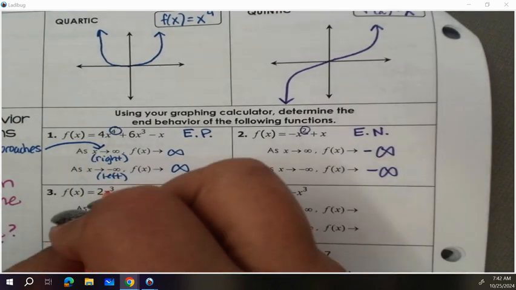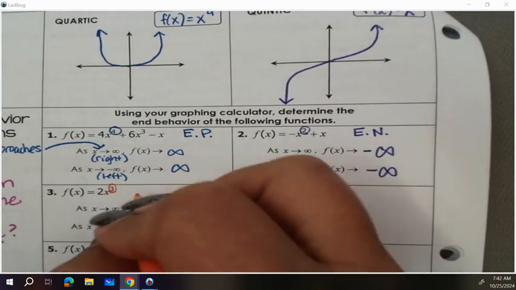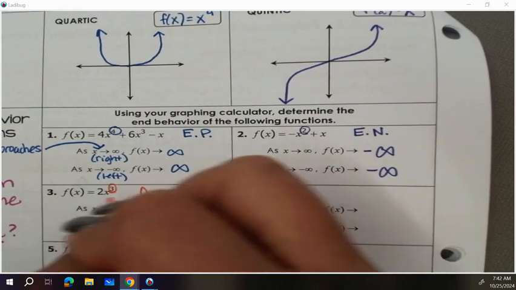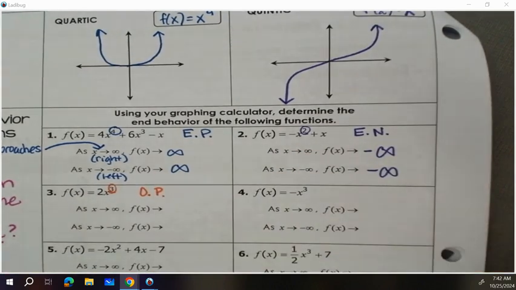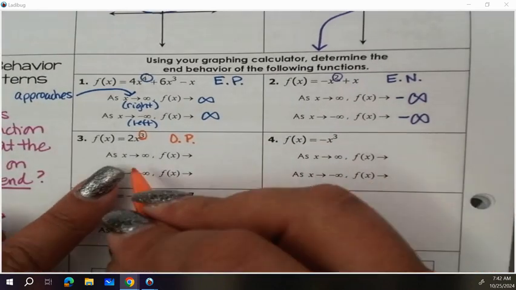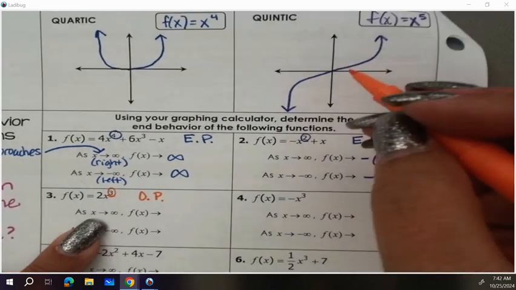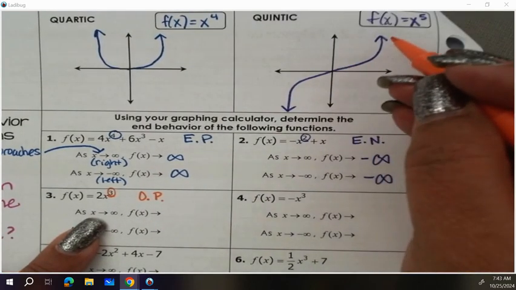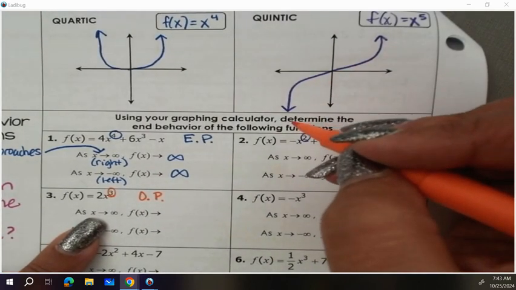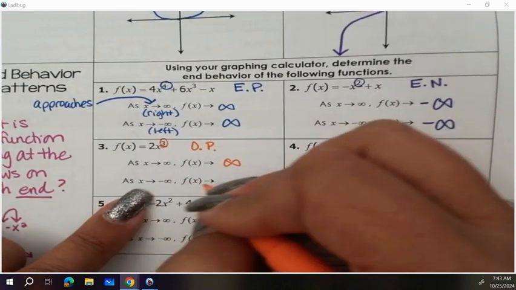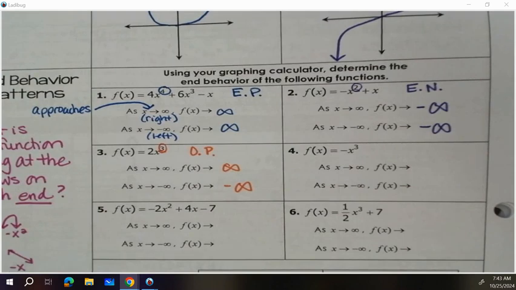Okay, this one is odd. So we're going to have one positive and one negative. And we're odd positive. Okay, odd positive is like our line, or like this guy right here. This guy's odd positive. So he goes up on the right and down on the left. So as I go to the right, I go to positive infinity, and as I go to the left, I go to negative infinity.